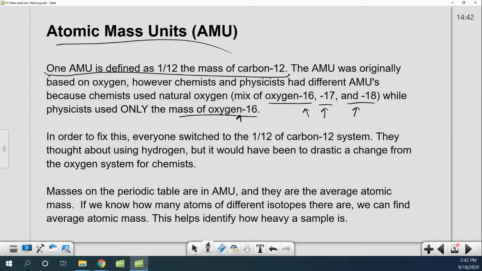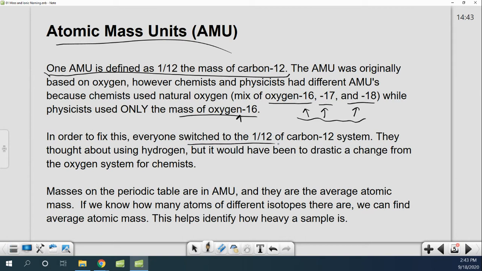They originally talked about using hydrogen because it's the smallest, right? Just call hydrogen 1 and we'll go from there. The problem was switching hydrogen to 1 made the chemists' numbers way off. Because they had an average of these 3 different isotopes, if you switch to the hydrogen one, all of your numbers are off. And that's going to screw up a lot of existing work. So everyone kind of agreed, we'll need to find something in the middle.